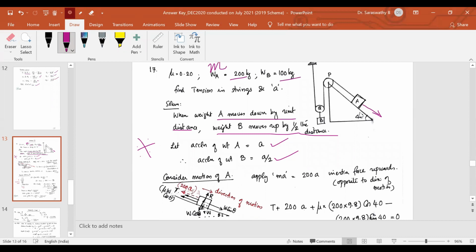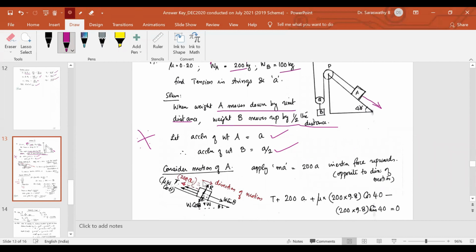Consider block A. It moves down. Direction of motion is downward. What are the forces acting on it? Its self-weight acts downwards. The self-weight can be resolved into two components. The self-weight W is acting in this direction, and this angle is theta. So normal to this line, the component will be W cos theta, and along this, the component will be W sin theta. So the self-weight has two components, W cos theta and W sin theta.